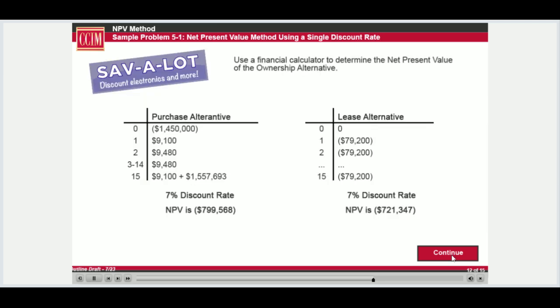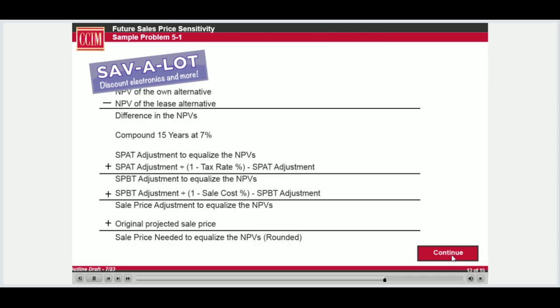Let's look at the process using the NPVs of both alternatives for Save-A-Lot stores. Let's find the future sales price point of indifference for Save-A-Lot's new potential store. We will use the condensed worksheet that we just reviewed to follow Save-A-Lot through the process.